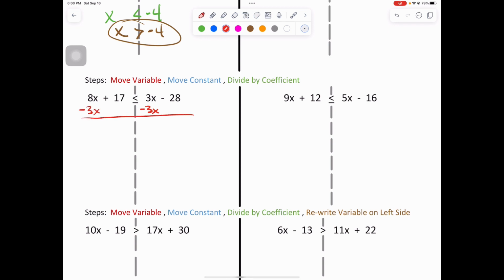minus 3x and minus 3x. 8x minus 3x is 5x. Bring down your plus 17, less than or equal to. 3x minus 3x, get rid of it. Bring down your negative 28.